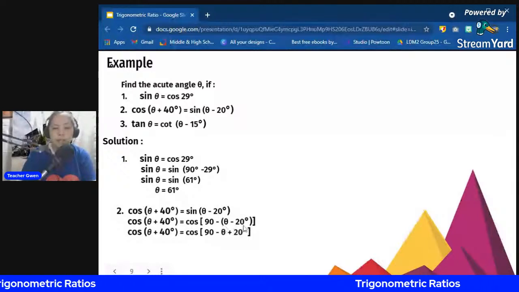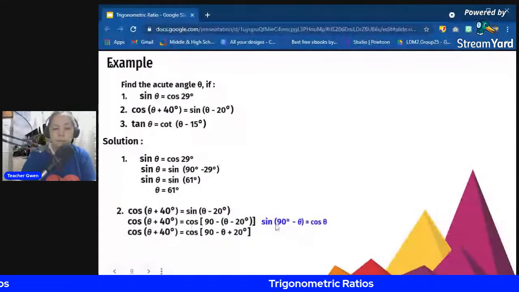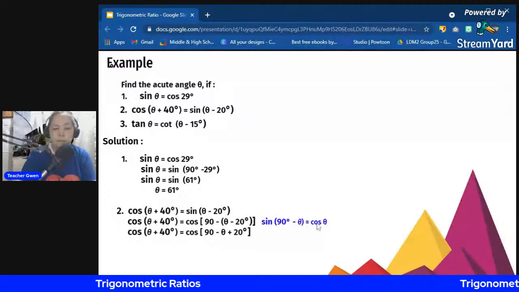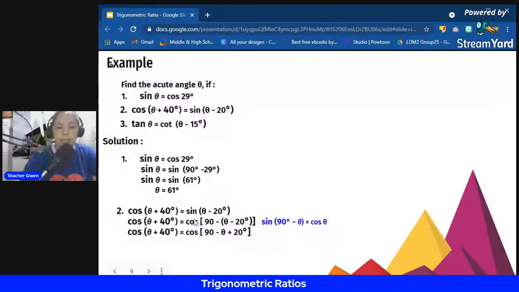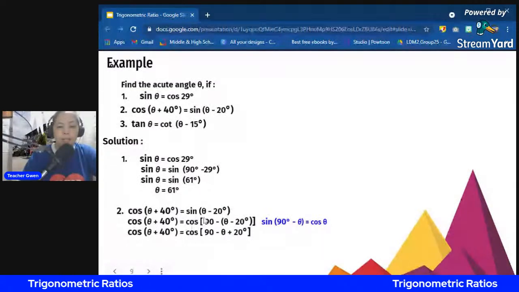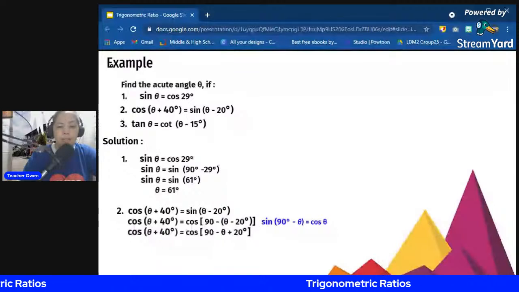Okay? Sine of 90 degrees minus theta is equal to cosine theta. So, instead of sine, mahimo na siyang cosine. I-change kidayo na ninyo. Basta magkuha na mo, i-apply na ninyo, no? Ang complementary angle.